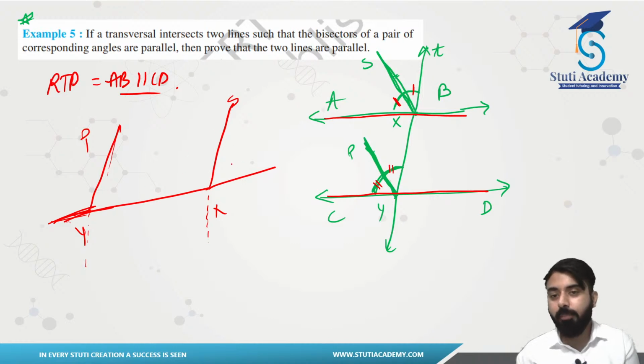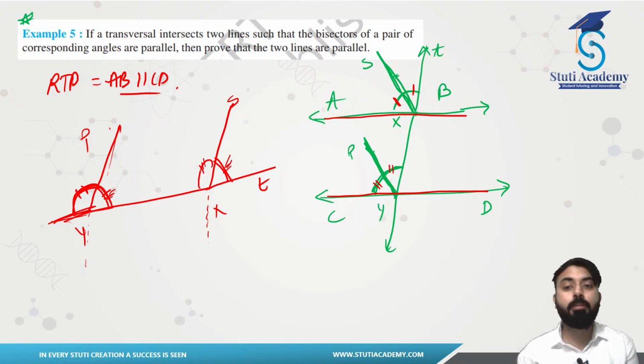So if the lines are parallel, then their corresponding angles will be equal. So this angle SXT will be same as angle PYX, right? And I know PY and XS are the bisectors. So if this half is same as that half and these two are equal themselves, that means this half will be same as this half and also with this one, because these are the bisectors. So the sum of this entire angle will be same as that entire angle, and hence a pair of corresponding angles are equal, then the lines will be parallel.